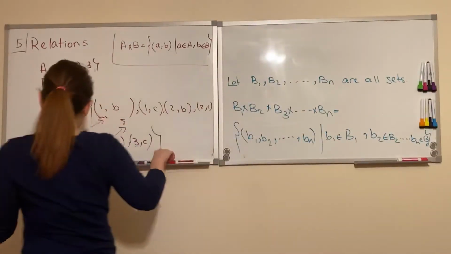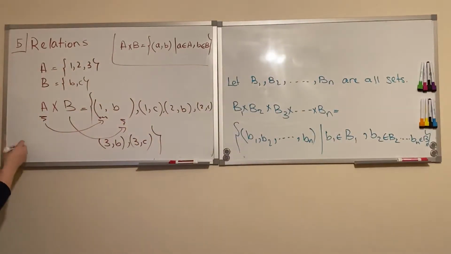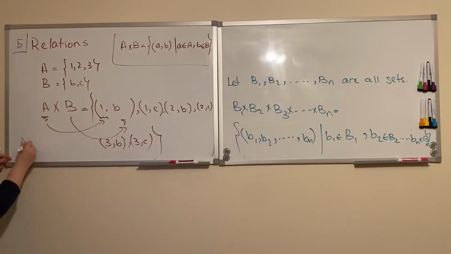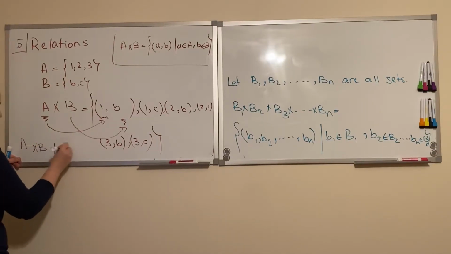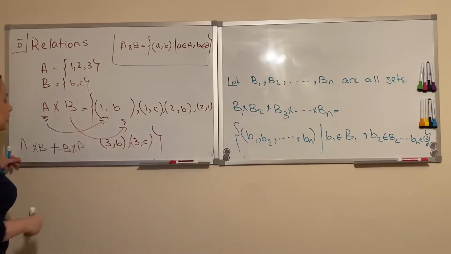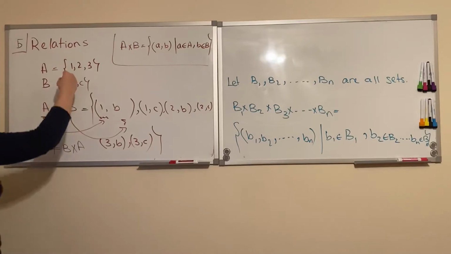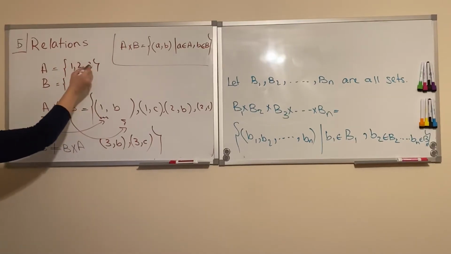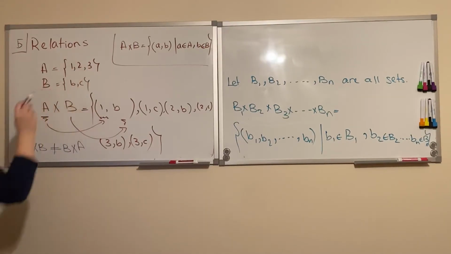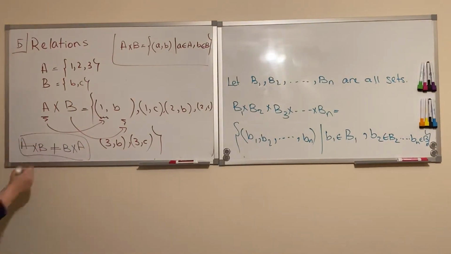Going back to this example, you see that A Cartesian product B is not equal to B Cartesian product A, because B Cartesian product A will be equal to B and 1, B and 2, B and 3, C and 1, C and 2, C and 3. So we care about these orders.